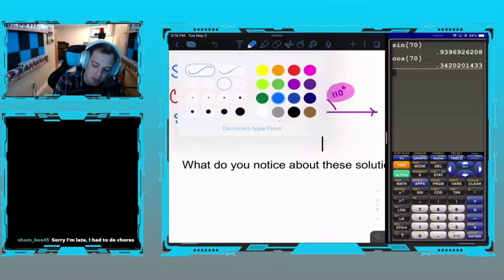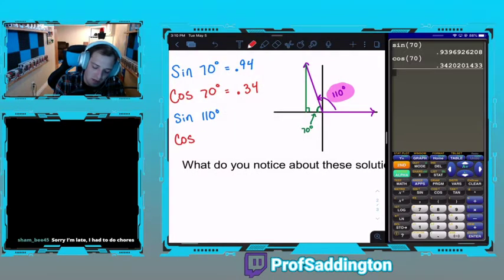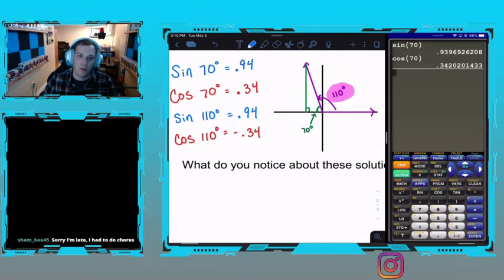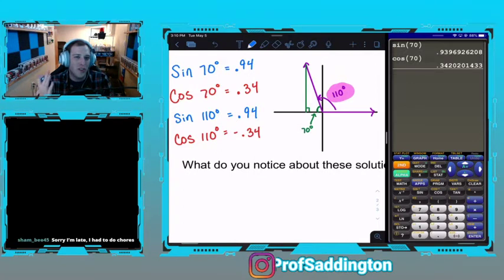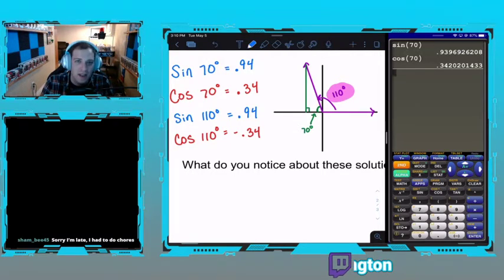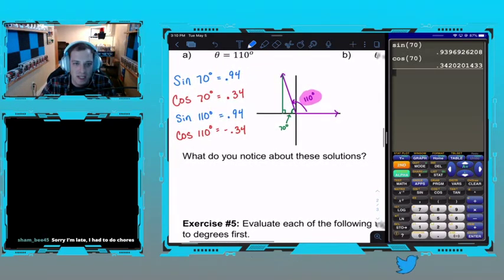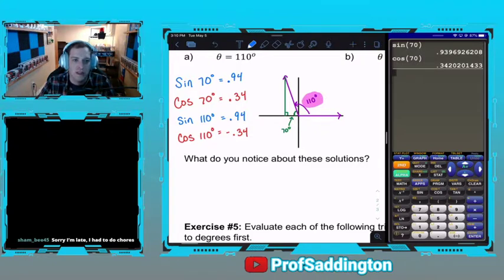So I had sine of 110, and I also had cosine of 110. And we're noticing now that these answers are kind of similar. The calculator said it was negative 0.34 for cosine of 110, but it still said it was 0.94 for the sine of 110. This is really weird that it's happening this way. So if you guys haven't caught the drift, I didn't really make a mistake. I'm trying to have you guys see what's going on with the part that says, what do you notice about these solutions? These solutions are looking very, very similar.